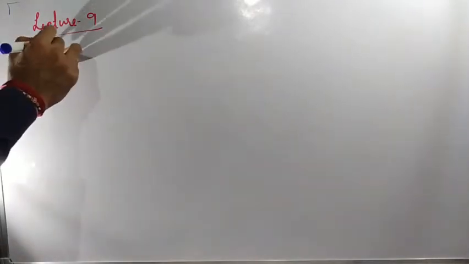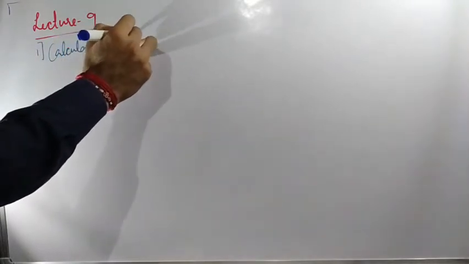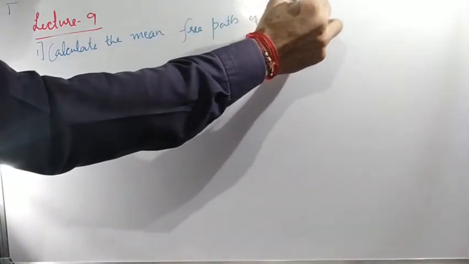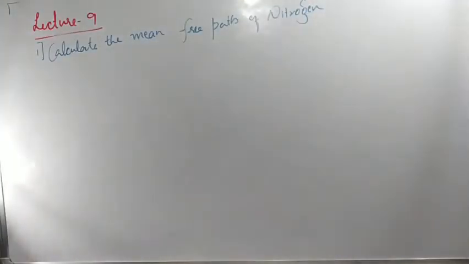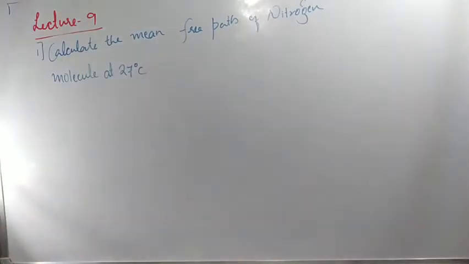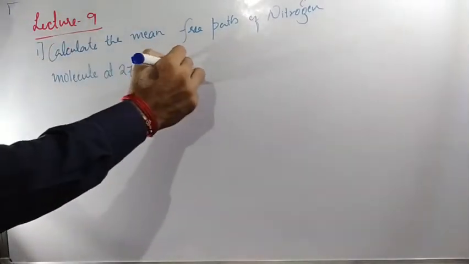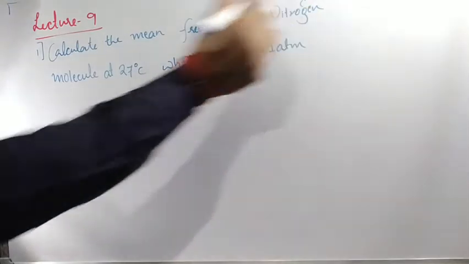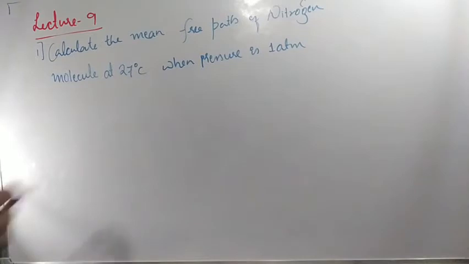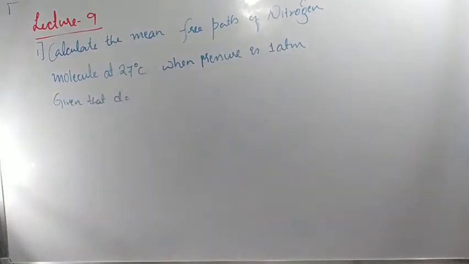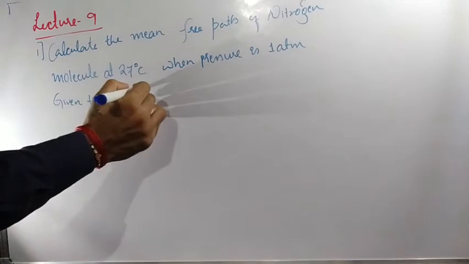Calculate the mean free path of nitrogen molecule at 27 degrees Celsius, and when pressure is 1 atmospheric pressure, 1 atm, and given that d is equal to, d means diameter of nitrogen molecule. This value is given to you as 1.5 angstrom.